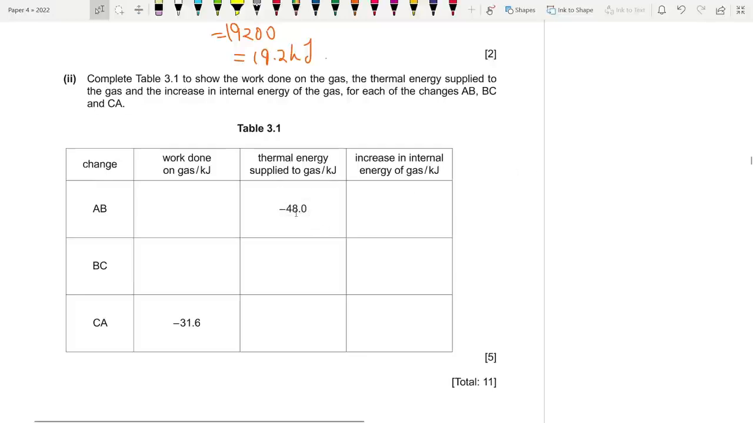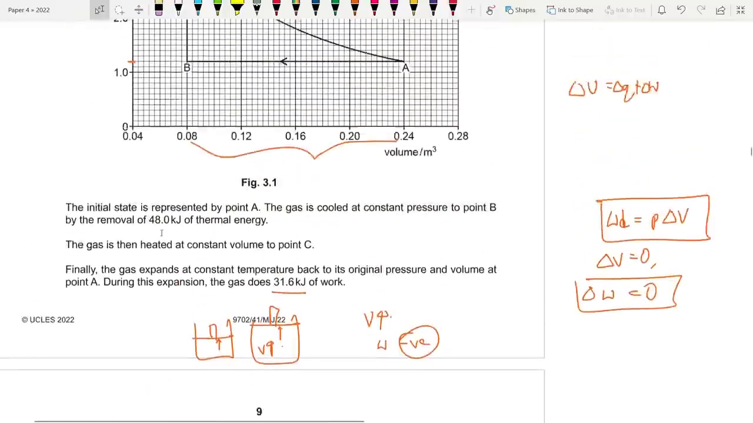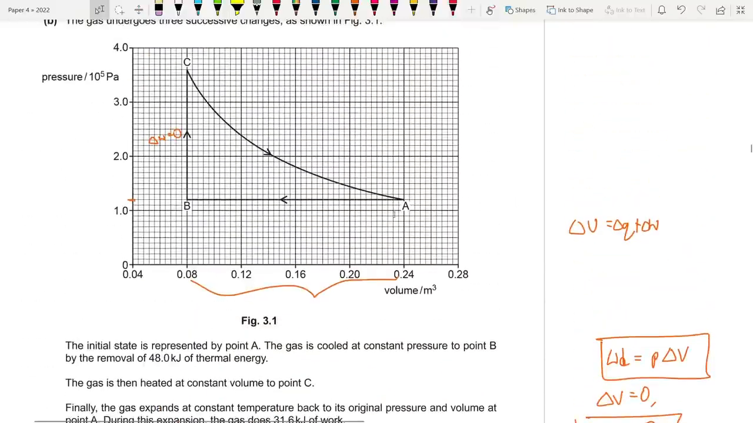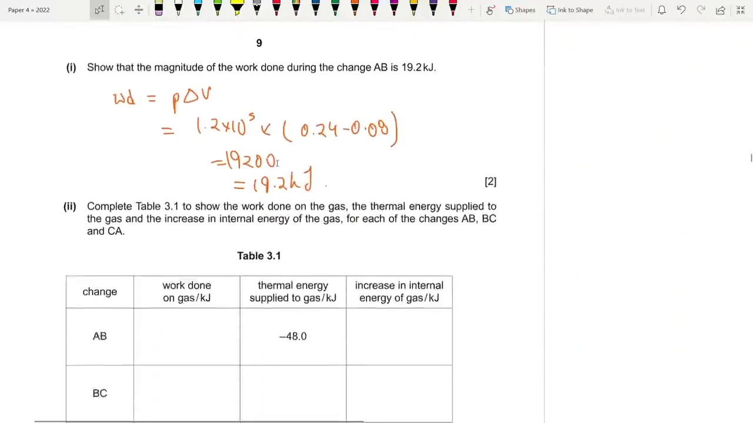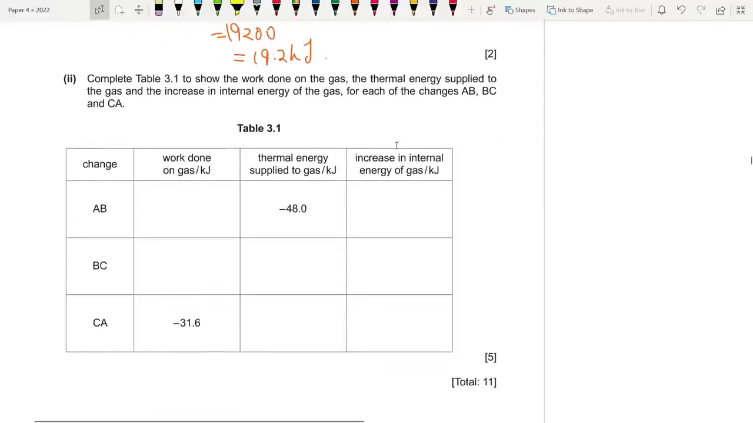So let's do this step by step. So for A to B, since volume decreased, work is done on gas, so that is a positive change. So we just found it out, it's plus 19.2 kilojoules, okay? And we know that del U is equal to work done, del W plus del Q. So if you add them up, 19.2 minus 48, that gives us a value of minus 28.8, okay?